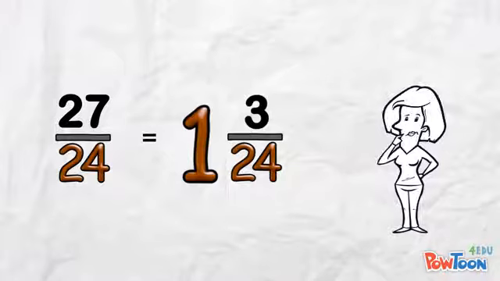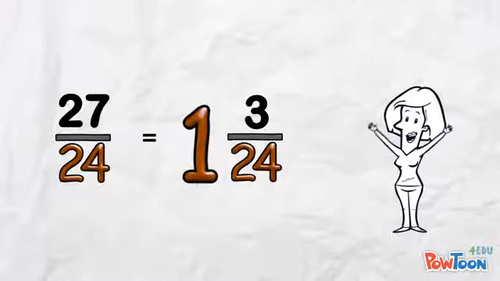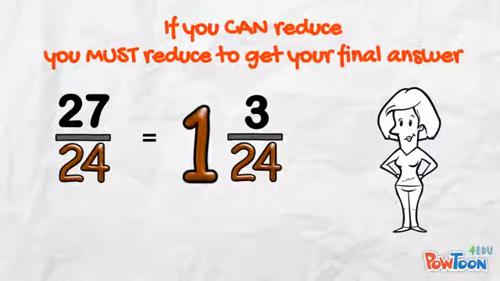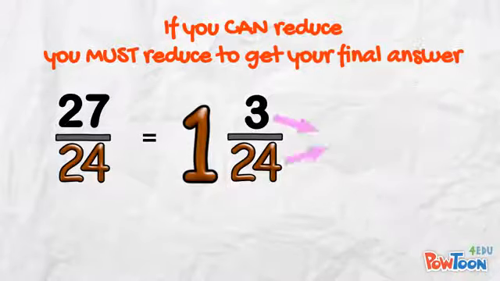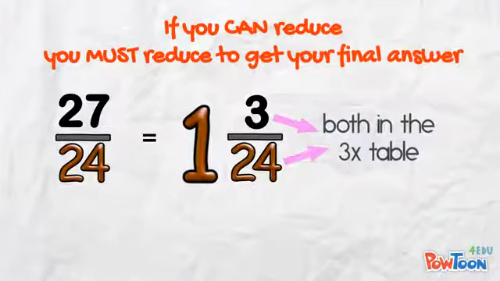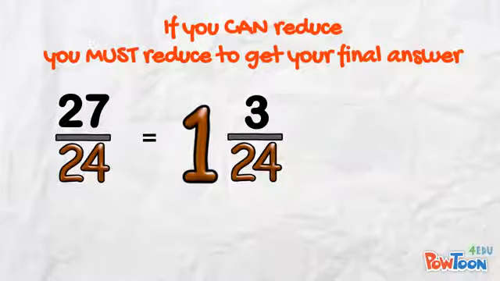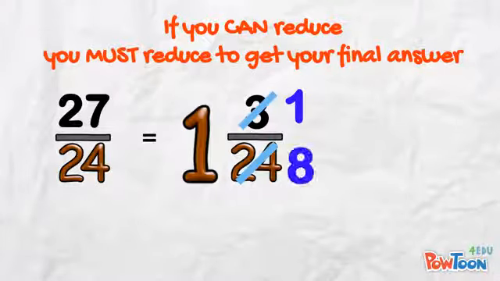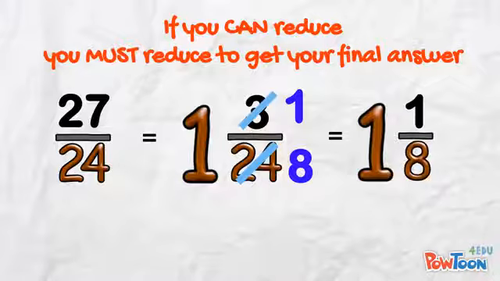Notice anything? Can we go further? Can we simplify this fraction part? Yes, we can. If you can reduce, you must reduce to get your final answer. 3 and 24 are both in the 3 times table, so we divide by 3. 3 divided by 3 is 1, and how many 3s in 24? 8 3s are 24, so our final answer is 1 and 1/8.